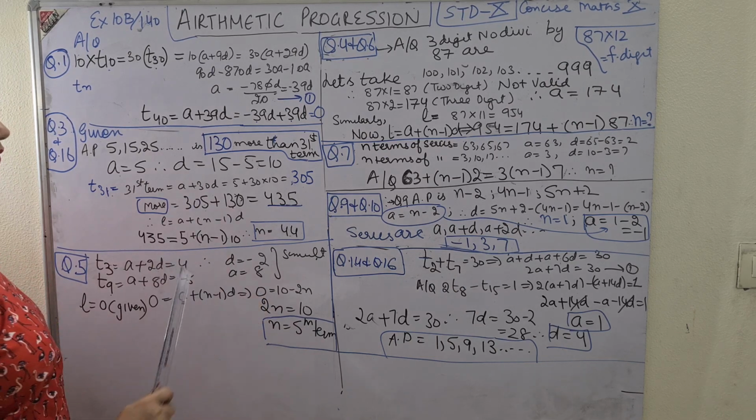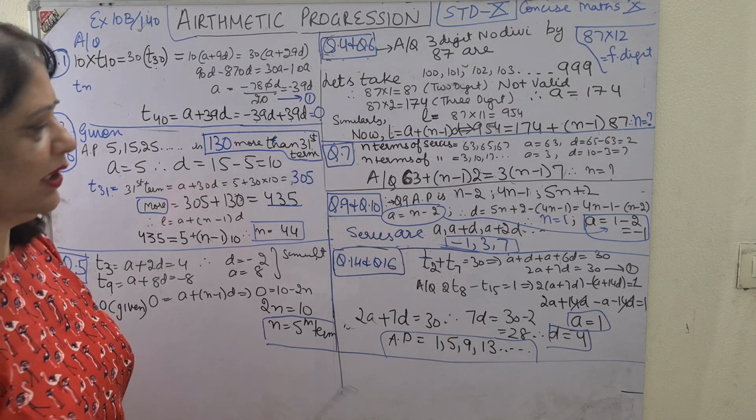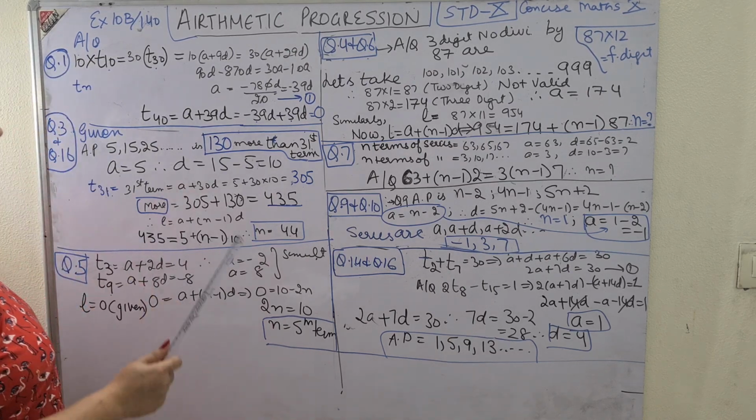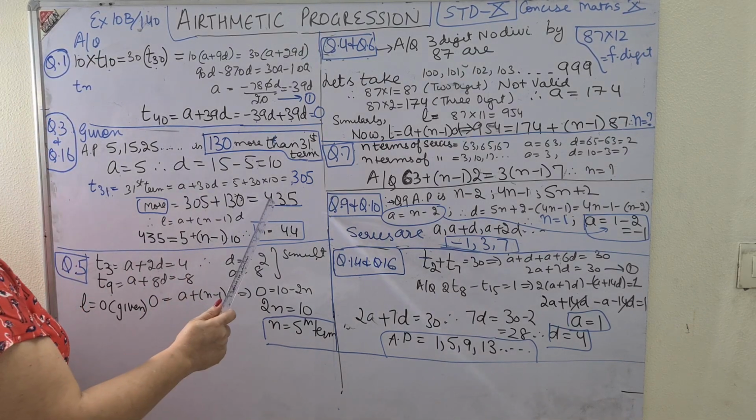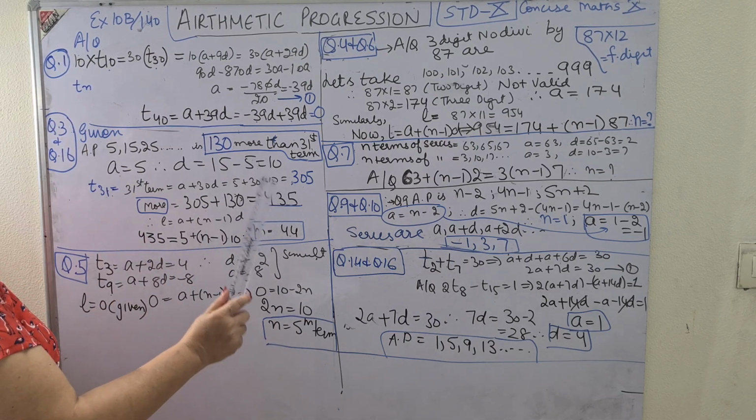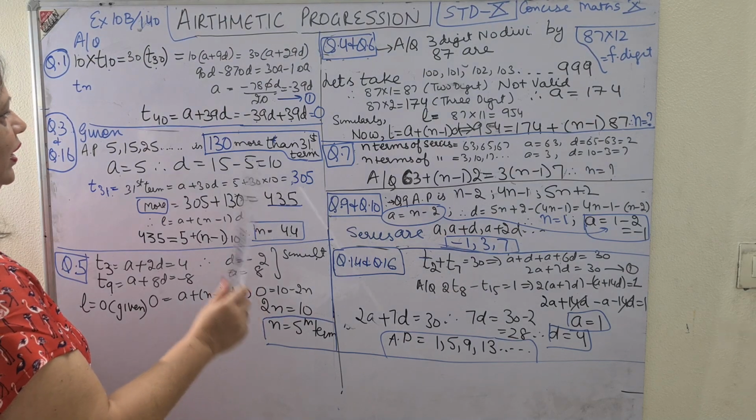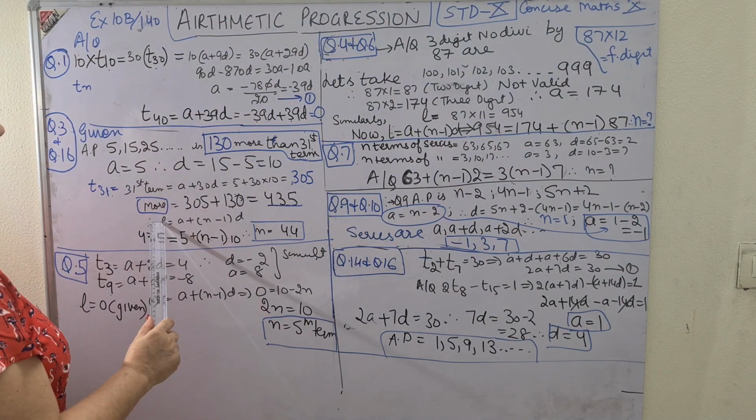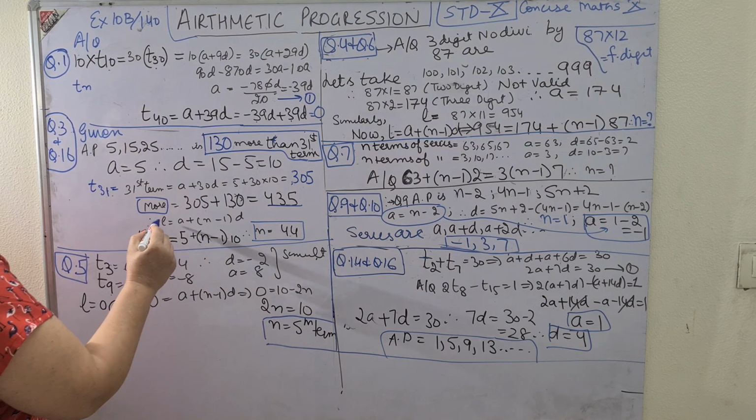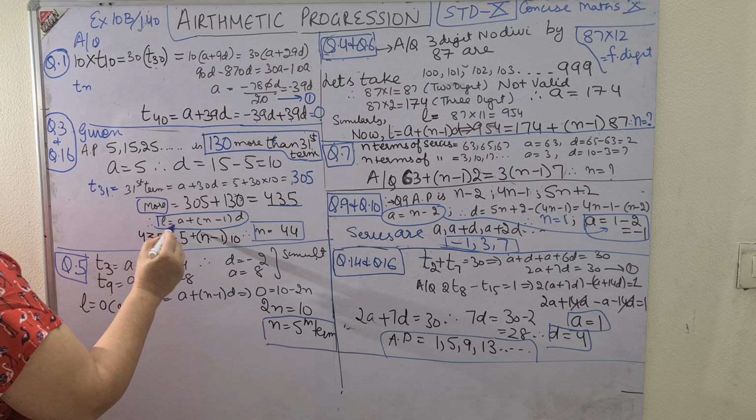But then also my question does not finish here. The question is: which term of AP? So I have to find which term of the AP is 435. So very simple, children. I'll take this 435 as L because I have to find which term 435 is in this series. So L is equal to 435. See, I have written the formula. I am underlining it. It carries marks.